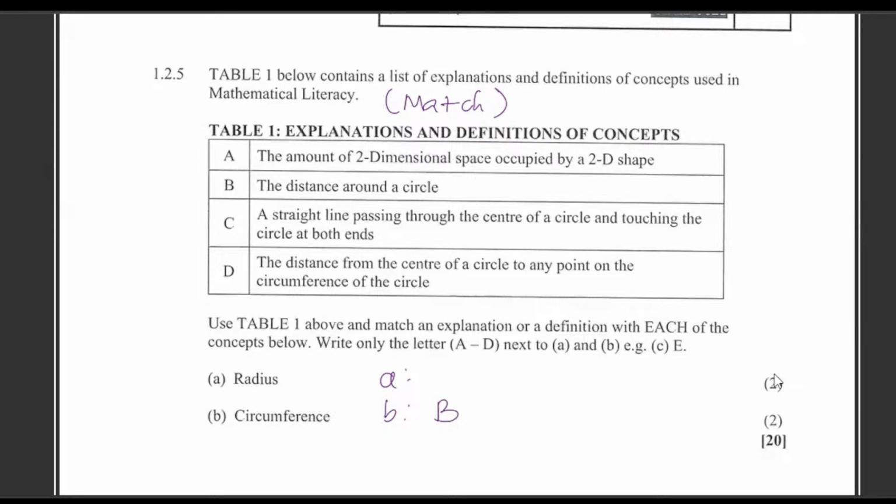Then, okay, the amount of two-dimension space occupied, this is supposed to be area. Distance, we said this is circumference. A straight line passing through the center of a circle and touching the circle at both ends. This is a diameter. Then the distance from the center of the circle to a point on the circle. So that's it. So our A was supposed to be, so this is radius.